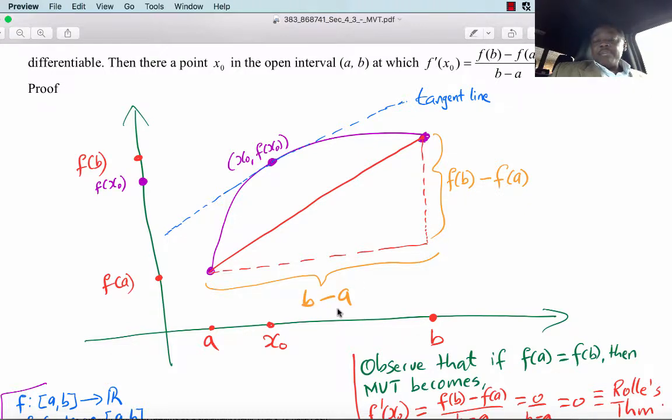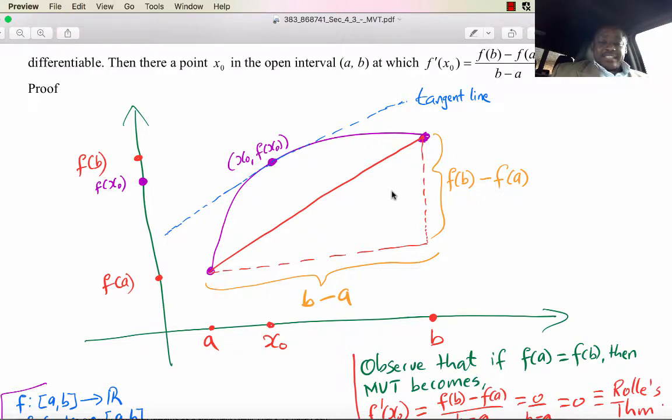And the mean value theorem claims that there exists a point x₀, which is actually this point. The first derivative at this point is going to be the ratio of f(b) minus f(a) divided by b minus a. In other words, this tangent line and this line that goes from a to b are parallel. They have the same slope.